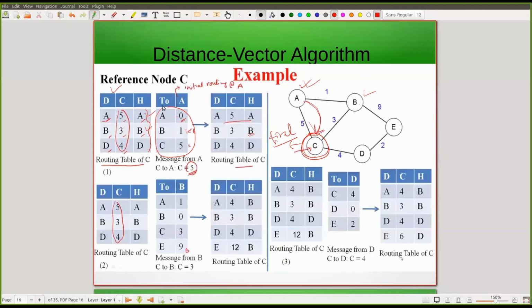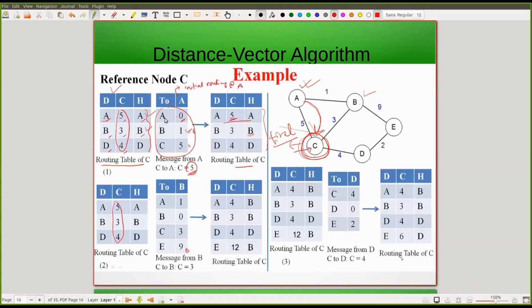By looking at this information, C is going to find out whether it can update its routing table or distance vector based on the information received from A. So now let's look at it using the Bellman-Ford equation. Earlier, C maintained that the cost of going to A is 5.